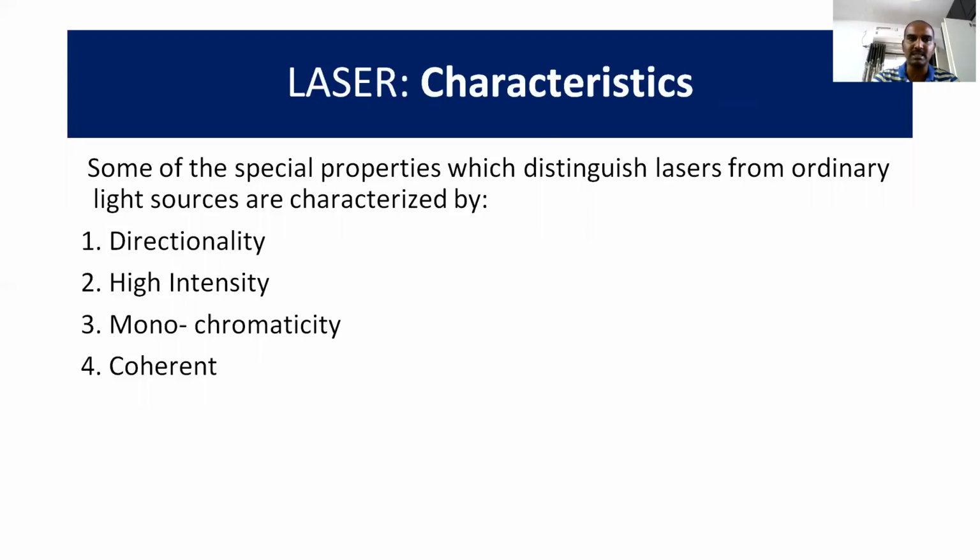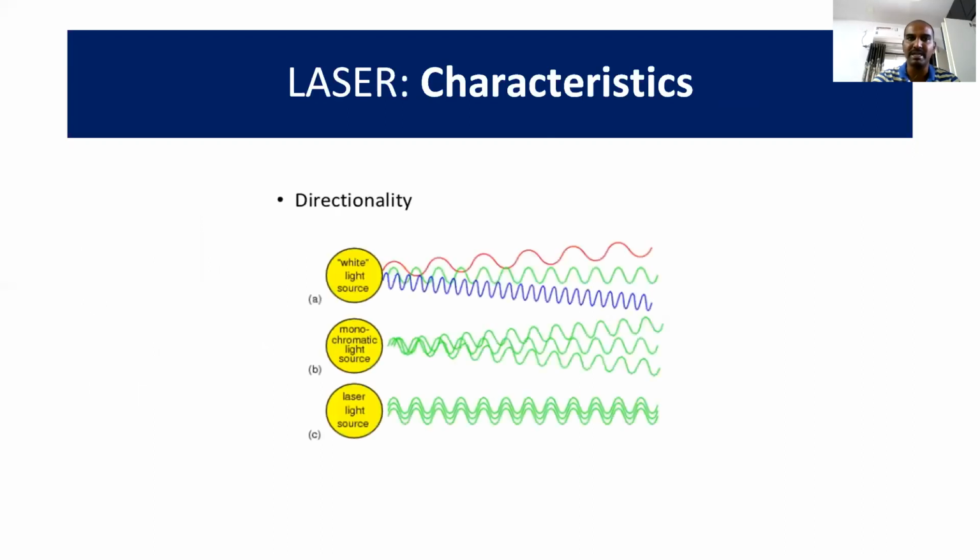The second characteristic is high intensity. The third one is monochromicity, and the last one is coherence. We will see all these characteristics. I will explain them now in detail. So what is meant by directionality?